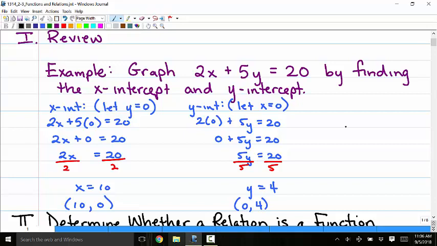So now we're going to go graph it. For the y-intercept, 0, 4. Right here. For the x-intercept of 10, 0, I'm going to go like this. So 10, 0 is over here. To graph that line, it looks like that. Questions?